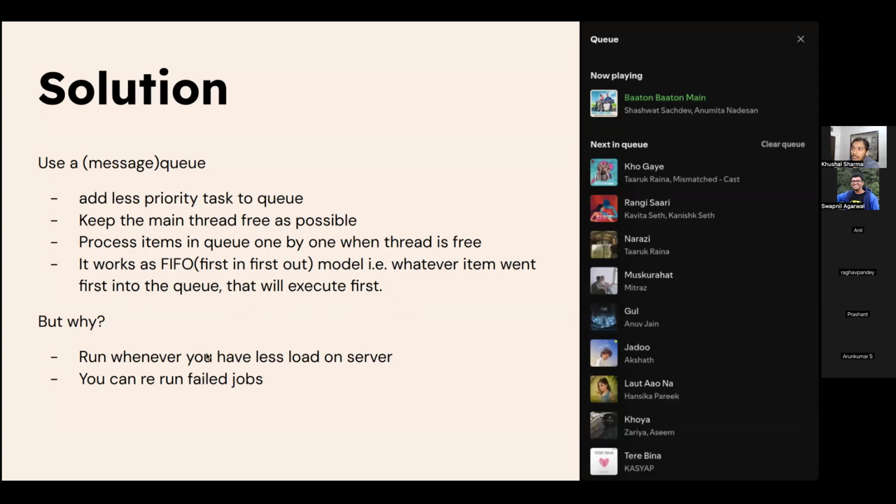So why queue? Because we can run whenever there is less load on the server, and we can rerun the failed job. The problem with this is, let's say the email failed. We cannot rerun it by itself; we have to add another logic to rerun the job. So we can do error handling and job scheduling with this. That's why we use the message queue.